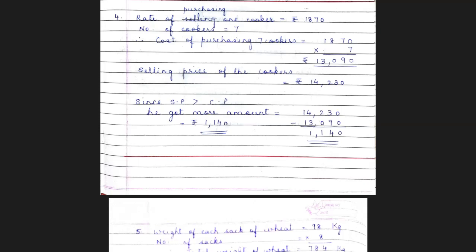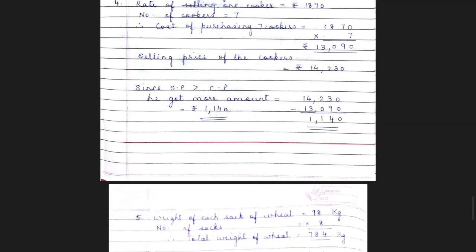How much money did he make profit? The selling price minus the cost price. So 14,230 minus 13,090, your answer is 1,140 rupees. So this is the amount that he got more. Okay.